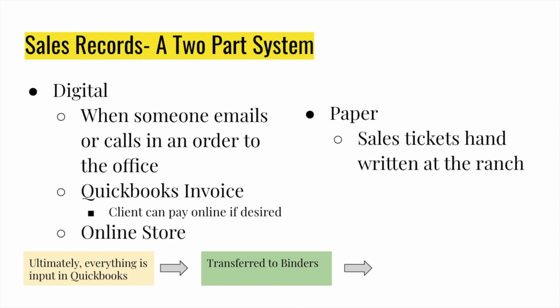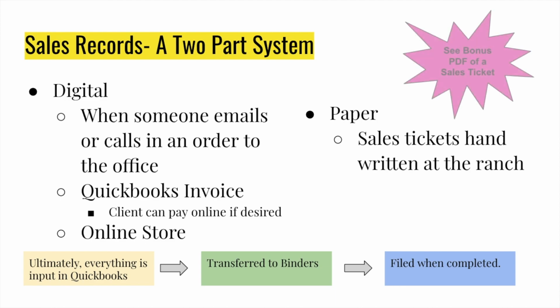We like to have one binder for each year of sales. Some people do it by ABC order, regardless of the year, but we like to do it year by year, so we can refer back through the years. Once it is transferred into binders, everything related to that sale is filed when it is complete. And that's the workflow of our system for our sales tickets.